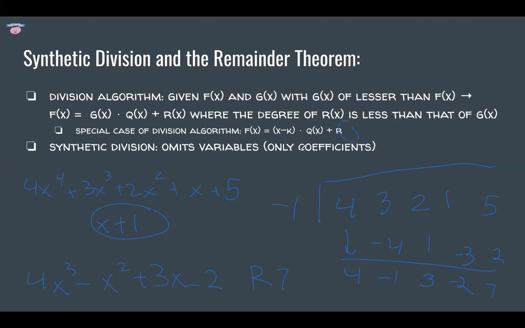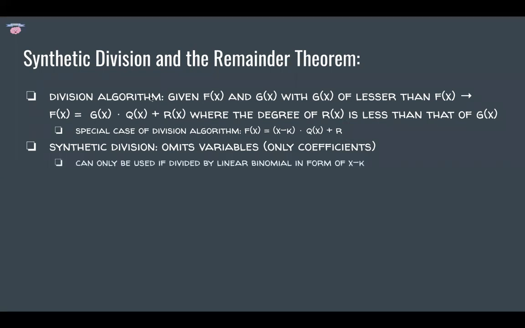The remainder is 7, and the quotient is 4x cubed minus x squared plus 3x minus 2. Voila. Like I said, only dividing by a linear binomial in the form of x minus k.